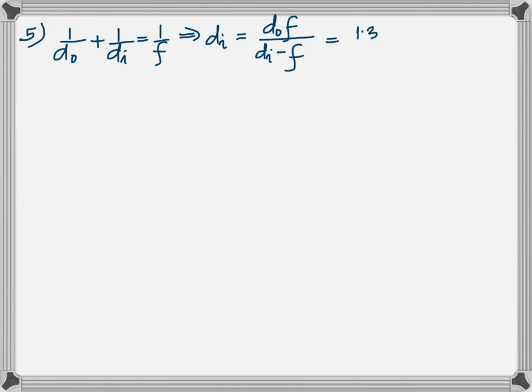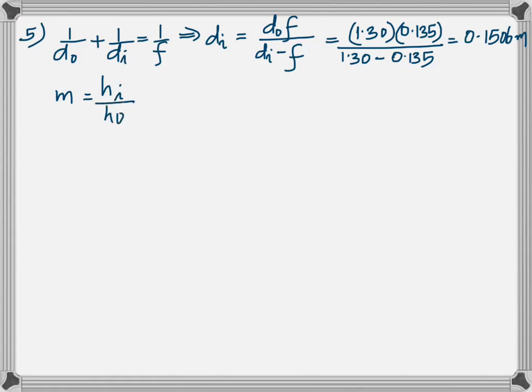In the fifth question, DO and the focal length is given. First time you take it as a converging lens and you have to find where the image is, so you're looking for DI. So make DI the subject. That's DO. Focal length is positive. It's 0.135 in meters. You get 0.1506 meter.